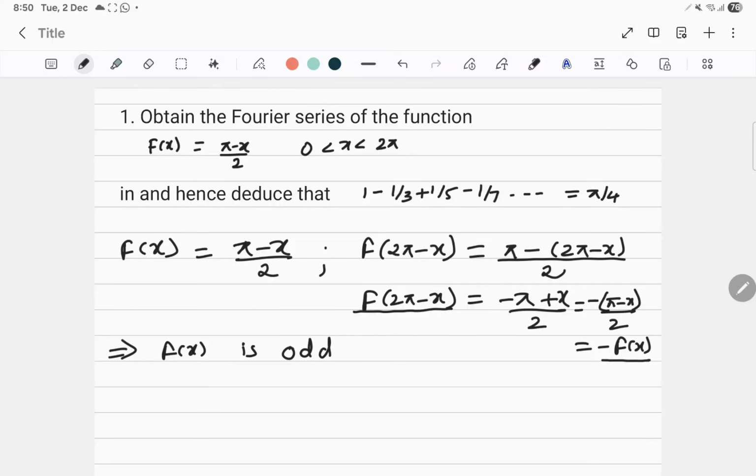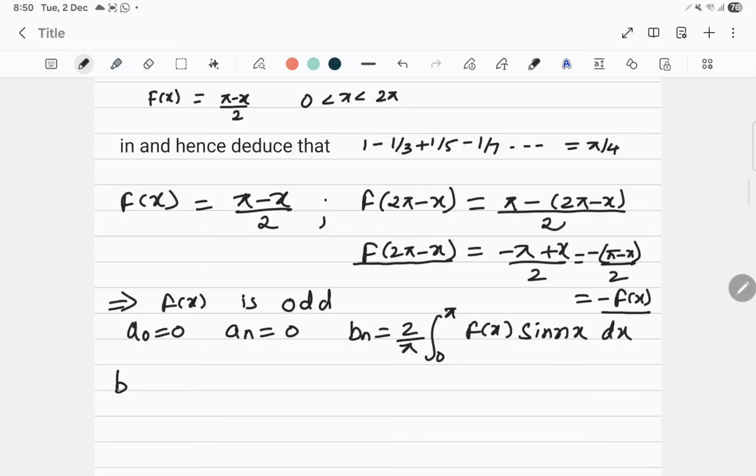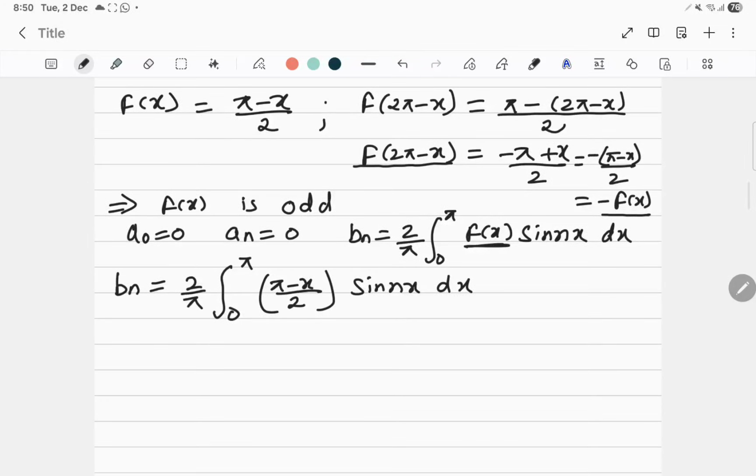So implies f(x) is odd. The moment you write that f(x) is odd, a0 is 0, an is equal to 0, and the formula for bn is bn is equal to 2 by pi integral 0 to pi f of x sin nx dx. Okay, so now let us work on this question. Now I will evaluate the value of bn. So bn is equal to 2 by pi integral 0 to pi, f(x) means the question, so (pi minus x) upon 2 sin nx dx. Correct? Now let me integrate it.